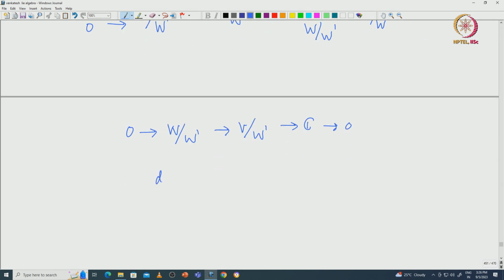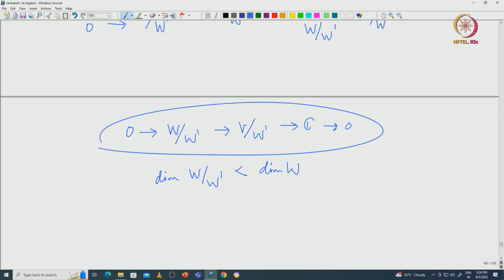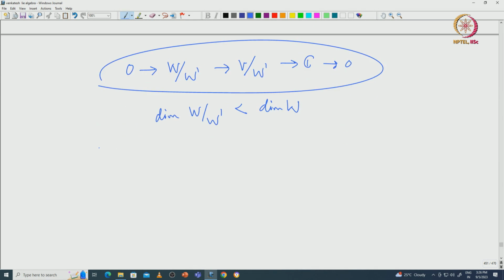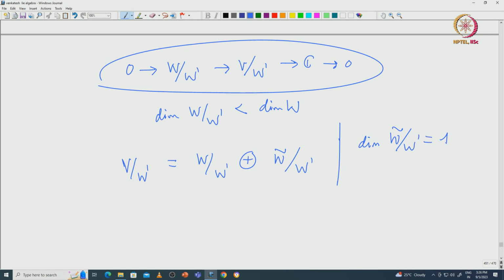Now, note that the dimension of this W modulo W dash must be strictly less than the dimension of W. So, in particular we can assume this short exact sequence splits. So, we can have a complementary sub representation. You can write V modulo W dash as W modulo W dash direct sum W tilde modulo W dash, for some complementary representation. Note that the dimension of this W tilde modulo W dash must be 1, and this is a complementary G submodule to W modulo W dash inside V modulo W dash.